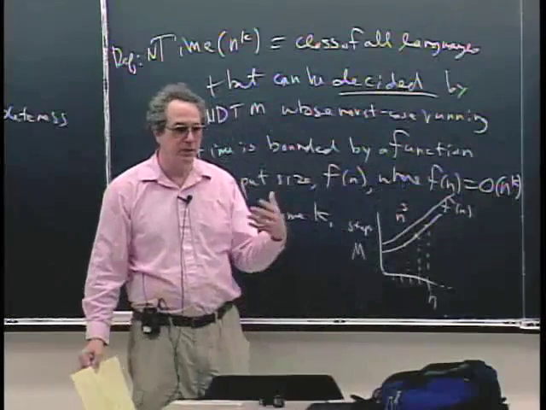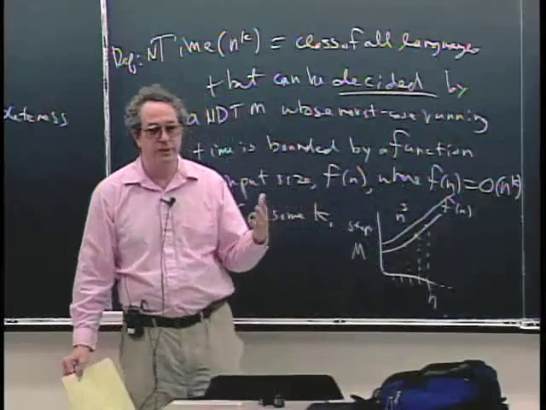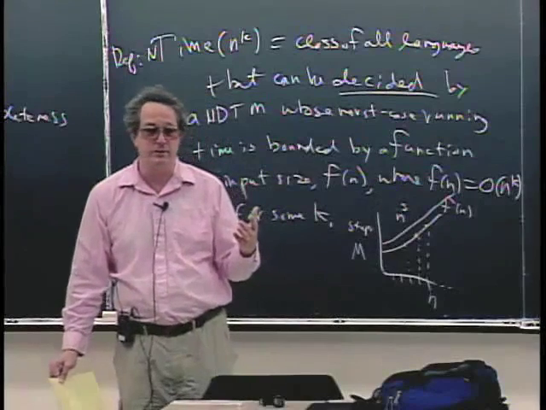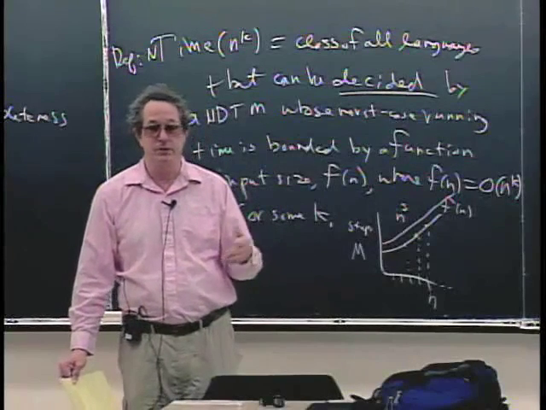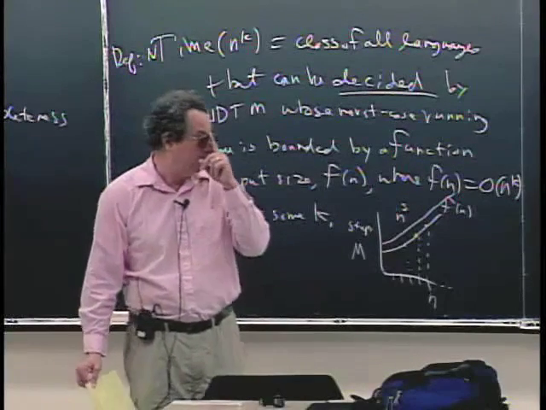It's just that you have to be clear on what it means, what worst case running time means for a non-deterministic Turing machine, as opposed to a deterministic Turing machine. It may seem a little more complicated.